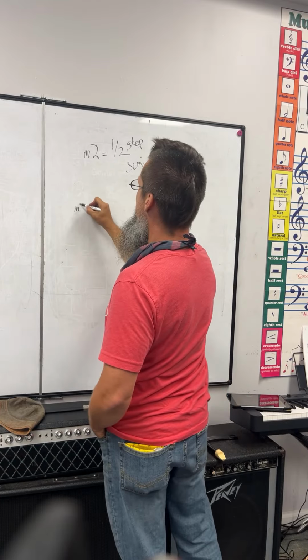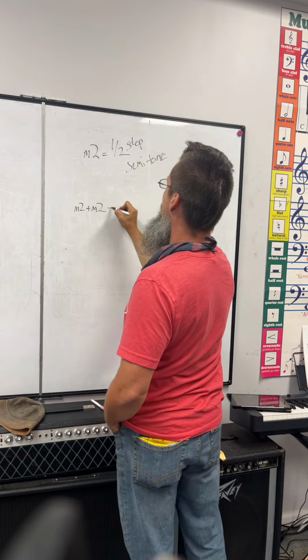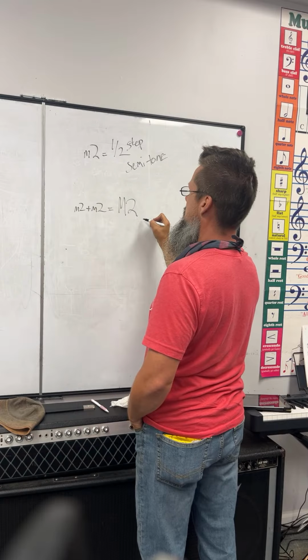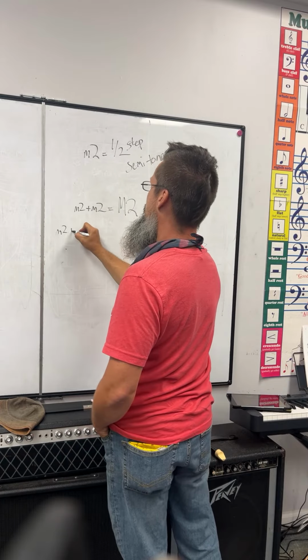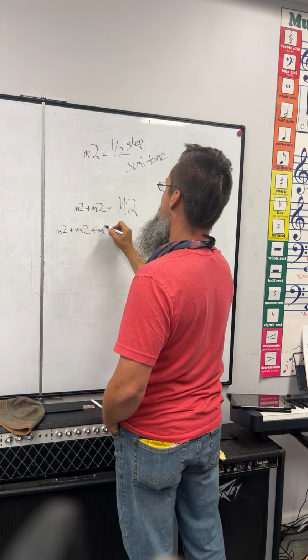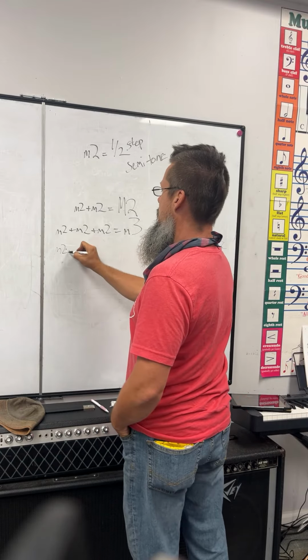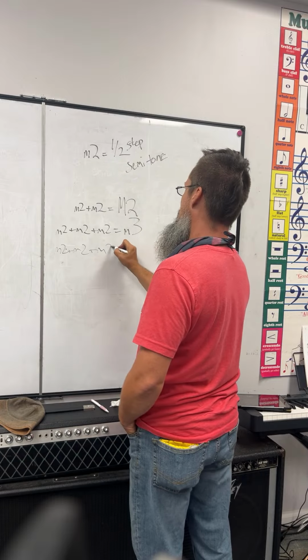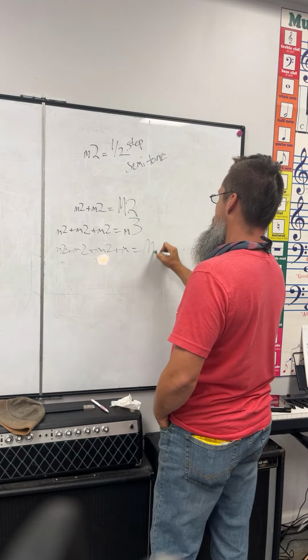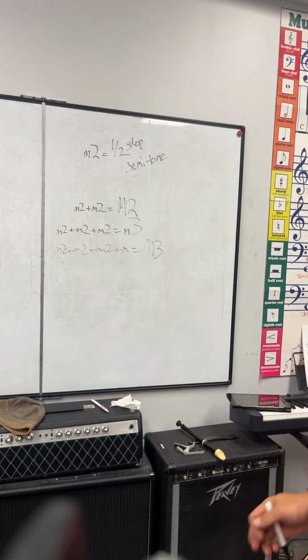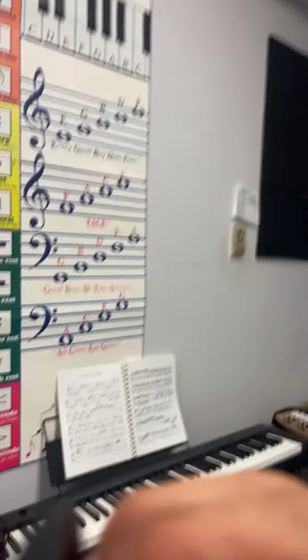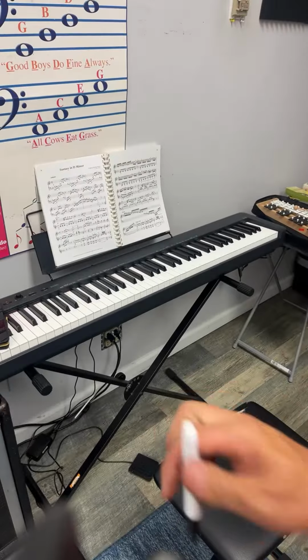And when we add a minor second plus a minor second, we get a major second. When we add a minor second plus a minor second plus a minor second, we get a minor third. A minor second plus a minor second plus a minor second plus a minor second equals a major third. And what we're talking about, just to visualize this on our instrument of choice.